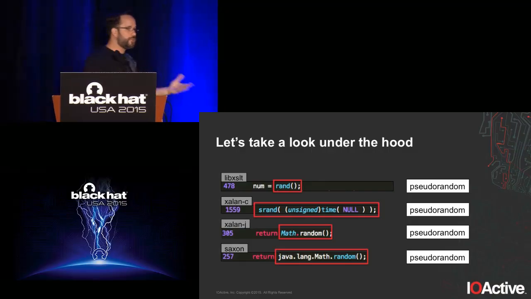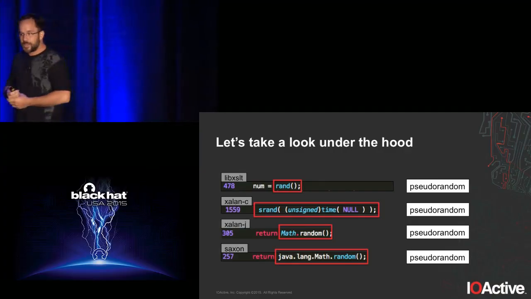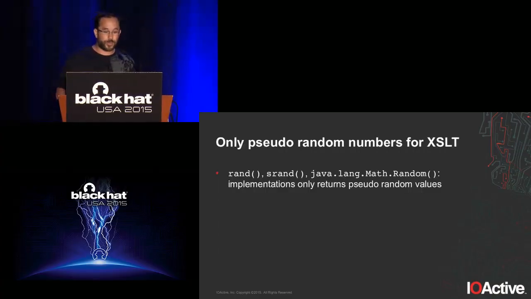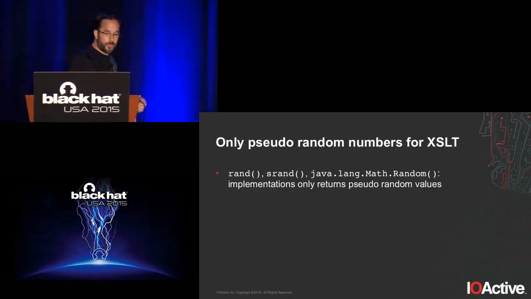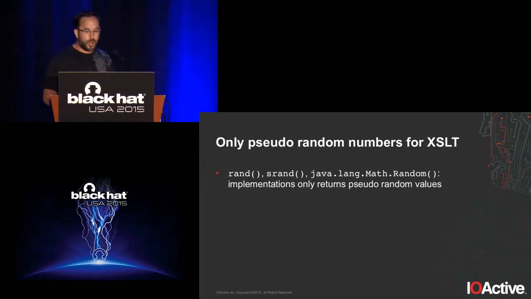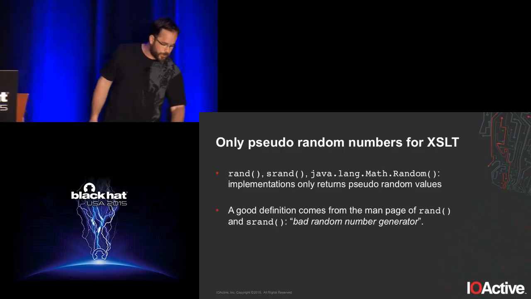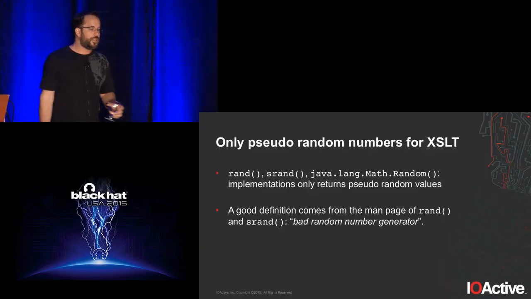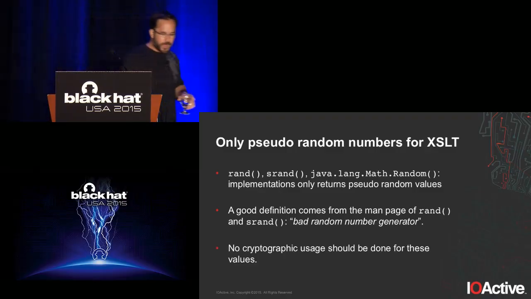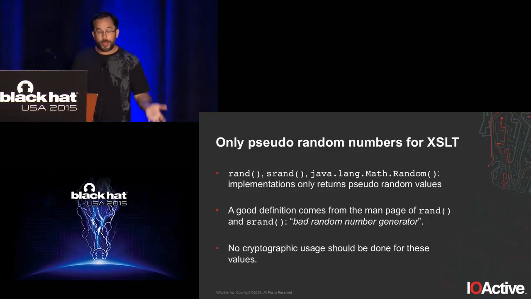The thing is that if you see someone using a random number in XSLT, it is a pseudo-random number implementation and not a cryptographically secure random number. So we have three types of functions: rand, srand, and random. They all return pseudo-random number values. When I was analyzing the implication of this, I thought that the man page of srand said it all. The thing is that as long as the random values are not used for sensitive things, it's okay.